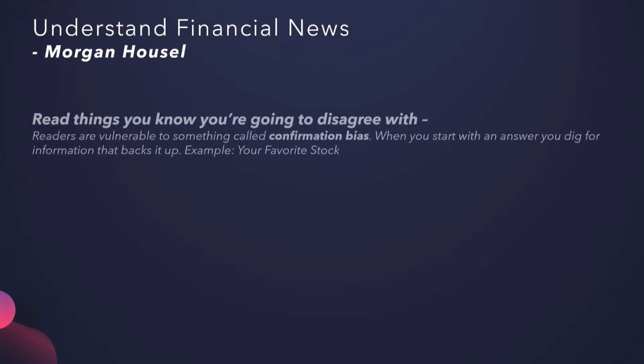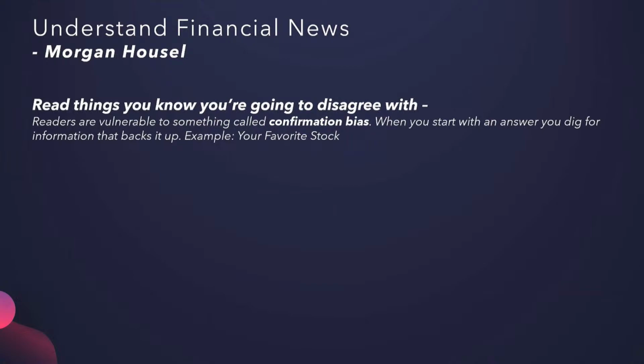The first one is that as an investor, you should approach news articles and read the ones you're going to disagree with, for the main reason that readers are vulnerable to something known as confirmation bias. When you start with an answer, you dig for information that actually backs it up. You avoid reading news articles that disagree with you. It causes some trouble to your mind. So, as an investor, when you start reading news articles, don't be shy of reading something negative about your favorite stock. Ideally, you should go and hunt those news first as well. It's going to be a bit difficult, but as you incorporate this in your daily reading habits, it will help you get a better perspective of the stocks you hold.